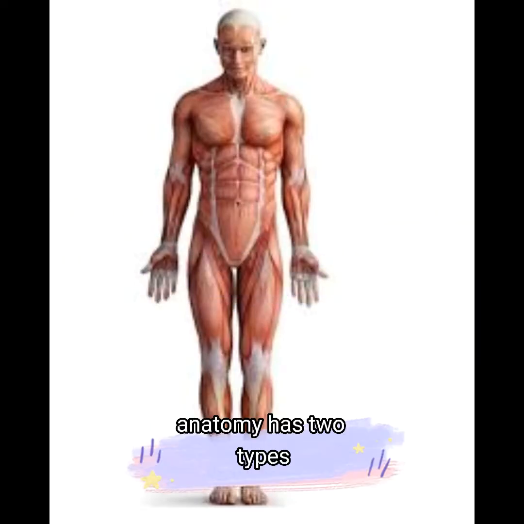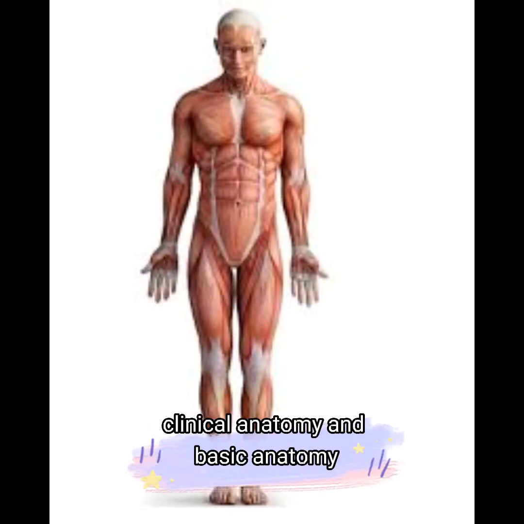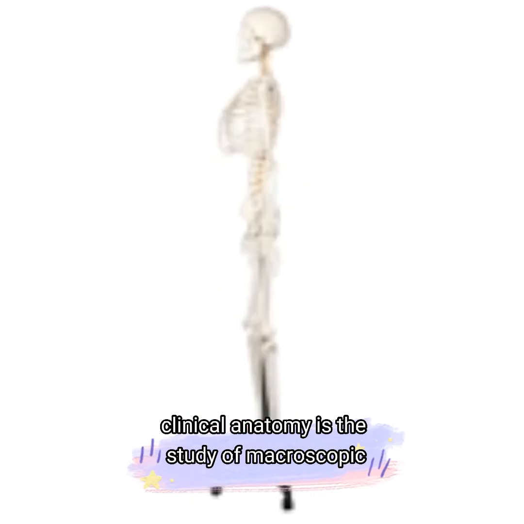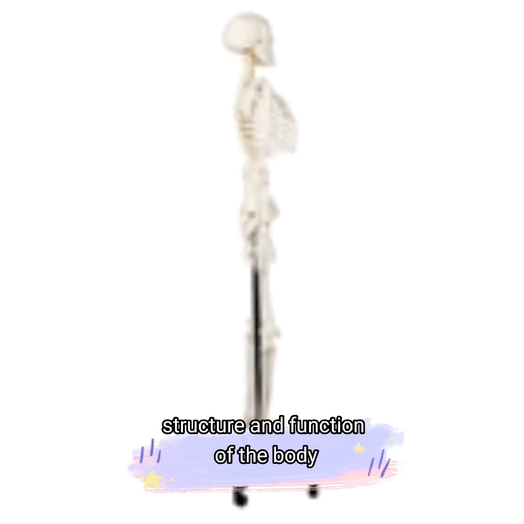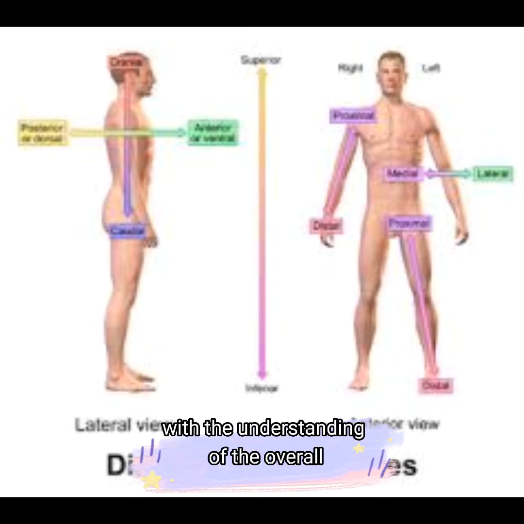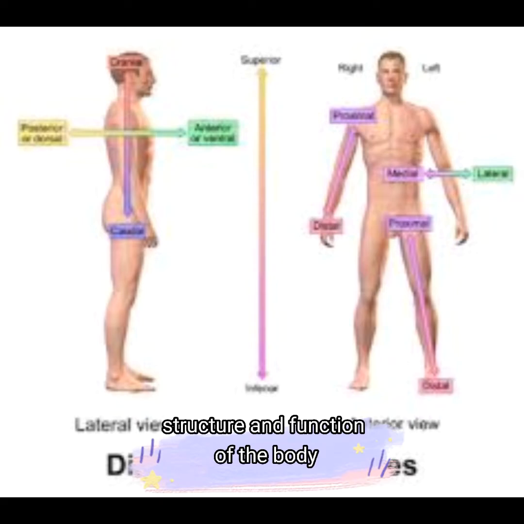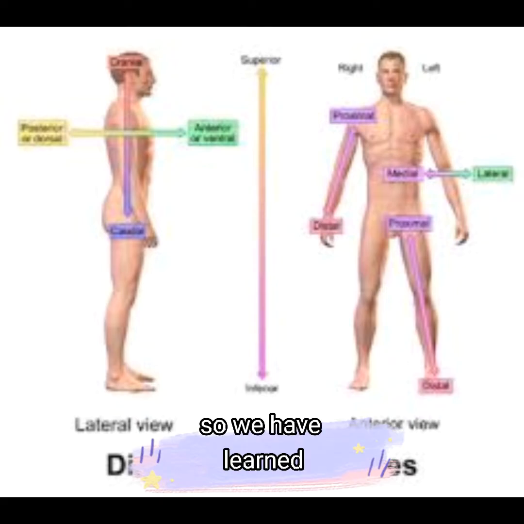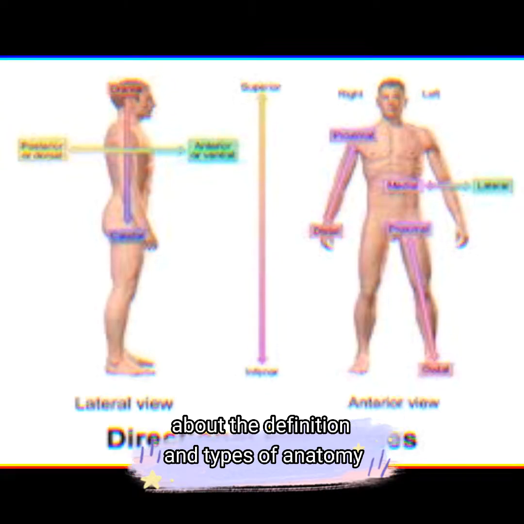Anatomy has two types, clinical anatomy and basic anatomy. Clinical anatomy is the study of macroscopic structure and function of the body. Basic anatomy is the study of minimal amount of anatomy with the understanding of the overall structure and function of the body. So, we have learned about the definition and types of anatomy.